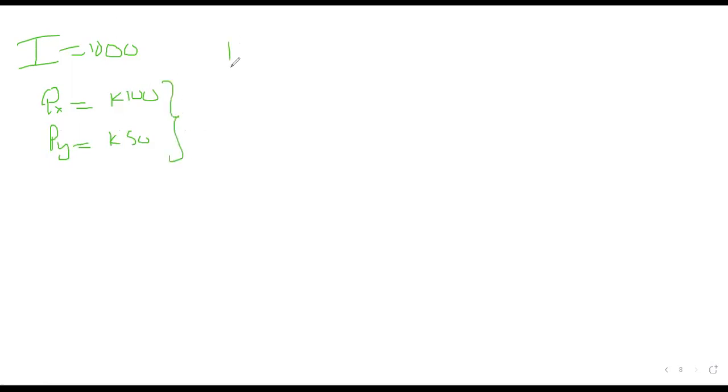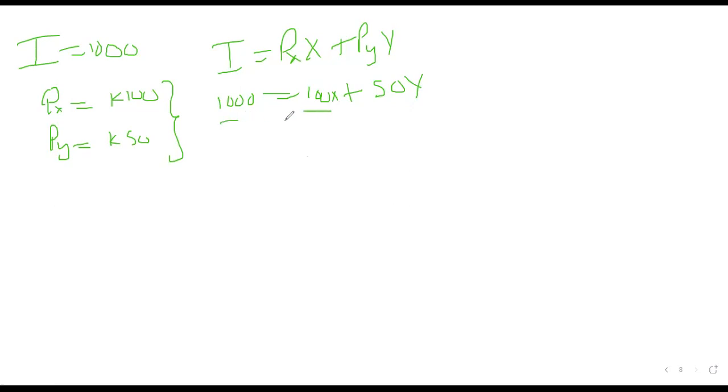Budget line now becomes what? Income is equal to price of X times X plus price of Y times Y. So in this case, we're going to have 1,000 is equal to 100X plus 50Y. To plot this, for the intercepts we divide by 100 here, 50 there. It will give us 10 and 20. So to draw this budget line, we're going to cut the Y-axis and the X-axis. Y on 20 and X on 10.